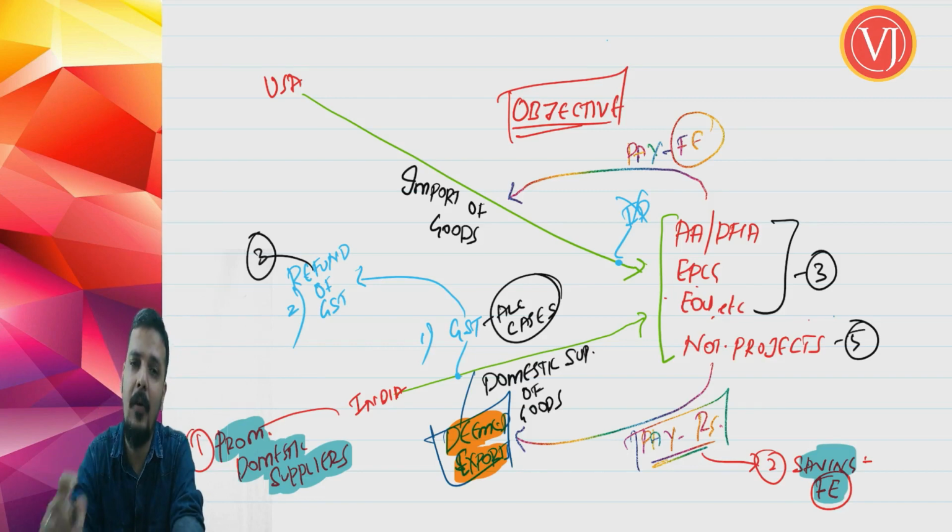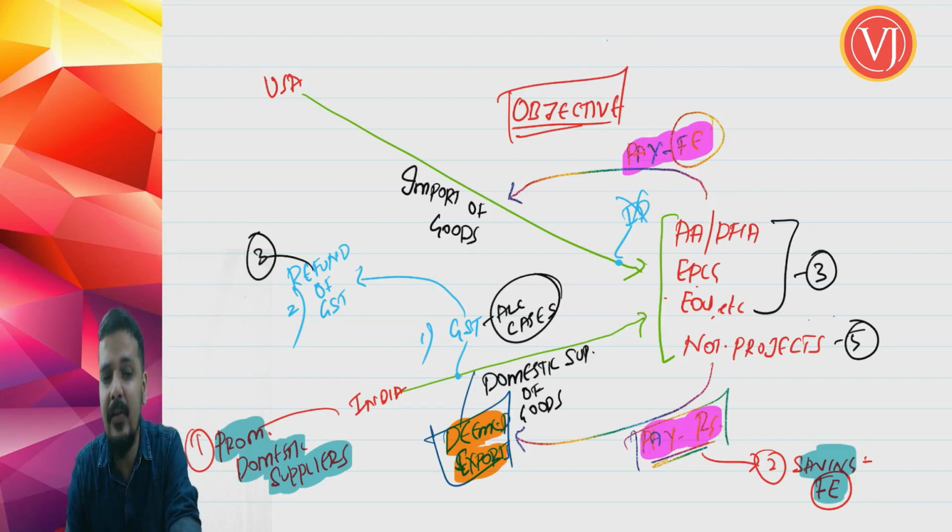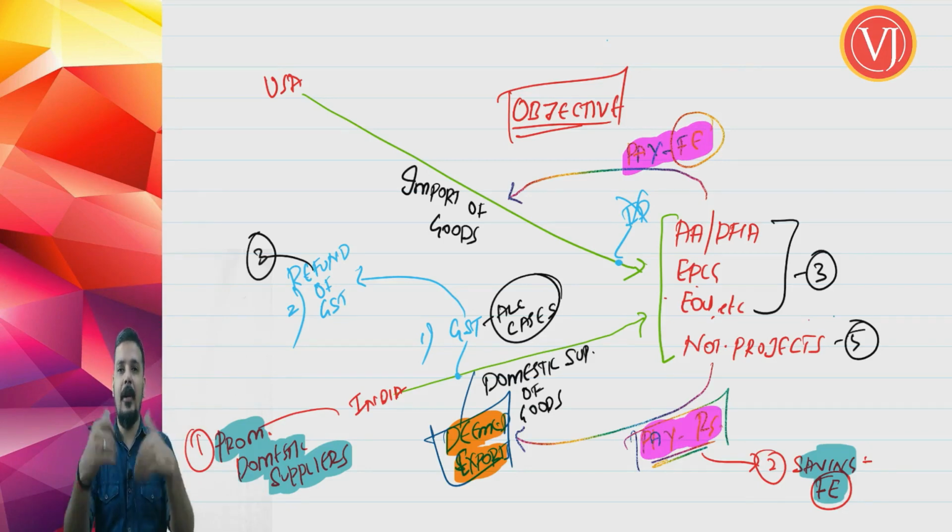If you would have gone for import, you would have paid foreign currency. Now you are not paying foreign exchange, you are paying Indian rupees. So that is saving your foreign currency or foreign exchange. Now saving of foreign exchange is equally bringing foreign exchange. So it has got a dual objective.